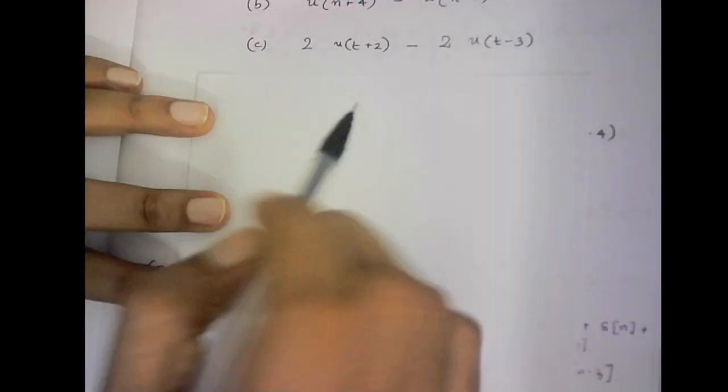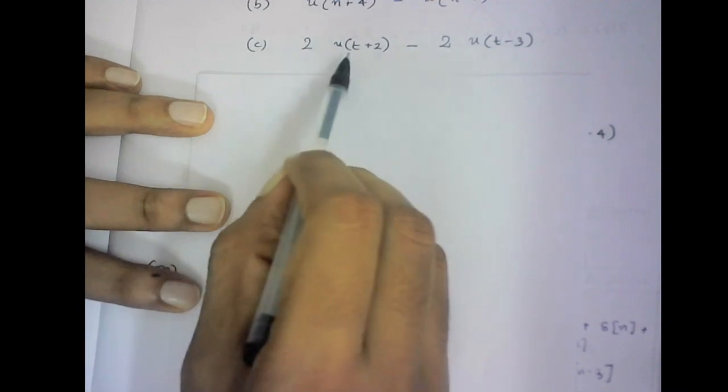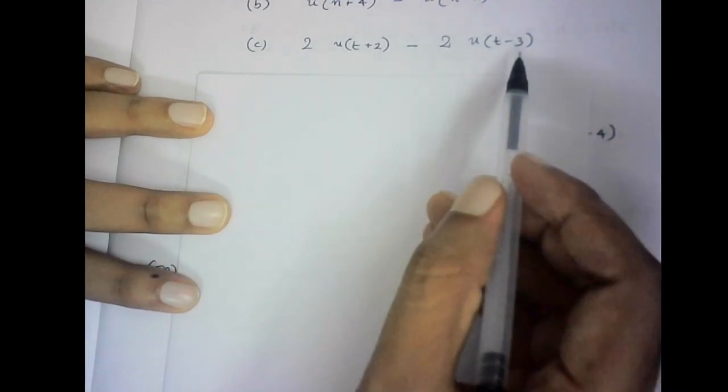Now let's consider the third question: 2 times u of t plus 2 minus 2 times u of t minus 3.